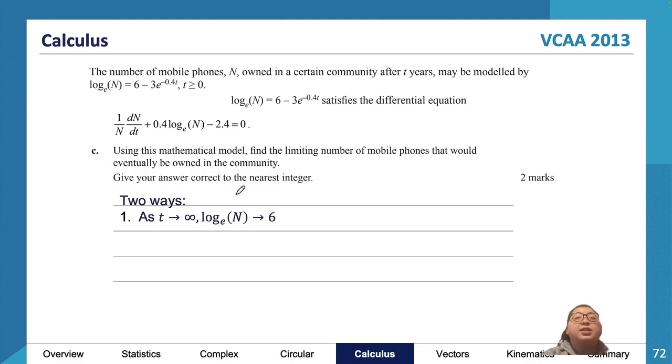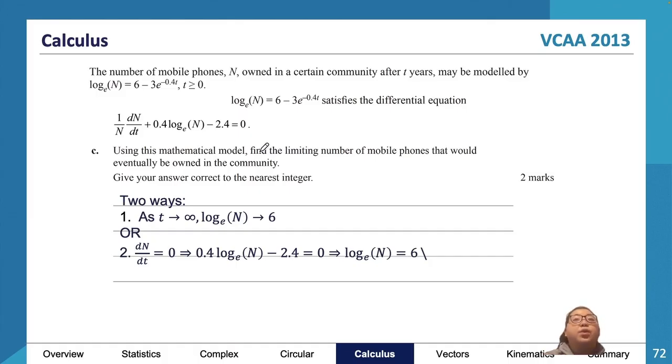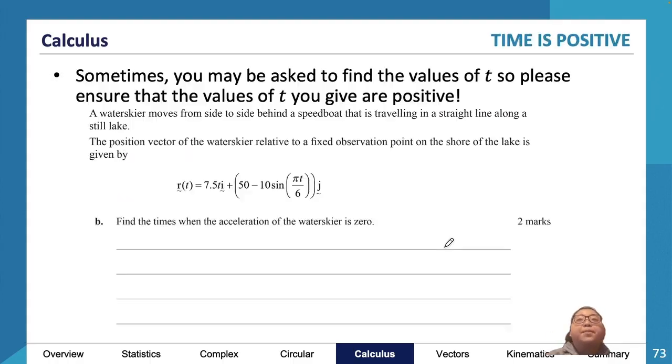We can either say that as t approaches infinity, log e n will approach 6, because as t approaches infinity, this exponential term approaches 0, so log e n will approach 6. Or alternatively, we can say dn/dt, the rate of change, equals 0, so when it's no longer changing, and then we can just solve from there. So we'll have 0.4 times n equal to negative 2.4, because we're substituting this equal to 0. So log e n will also equal 6 when we divide across. Therefore n will equal e to the power of 6, which is approximately 403.